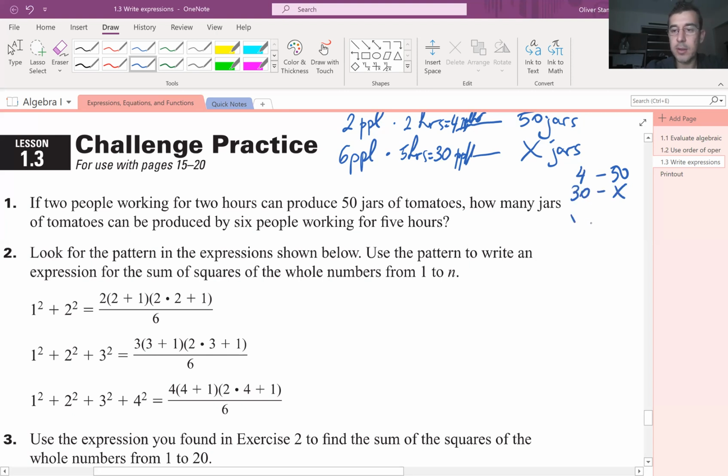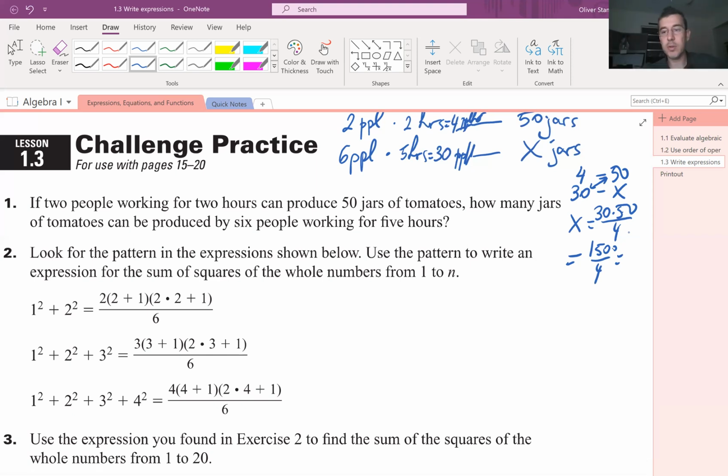So X is 30 times 50. We cross multiply here, divide by 4. So this is 3 times 5 is 15 and 2 zeros, divide by 4. So 1500 divided by 4 is 375. So 375 jars. Okay, that's the answer for 1.